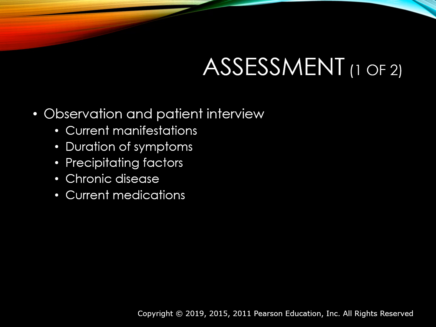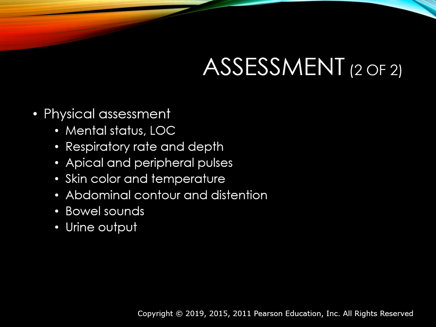Observation and the patient interview. Ask the patient about current manifestations, including diminished appetite, nausea, vomiting, abdominal discomfort, fatigue, lethargy, and other symptoms. Duration of symptoms and any precipitating factors such as diarrhea and ingestion of a toxin such as aspirin, methanol, ethylene glycol, chronic diseases such as diabetes or renal failure, cirrhosis of the liver, endocrine disorders, and current medications. And you see some of the medicines listed here in the chapter.